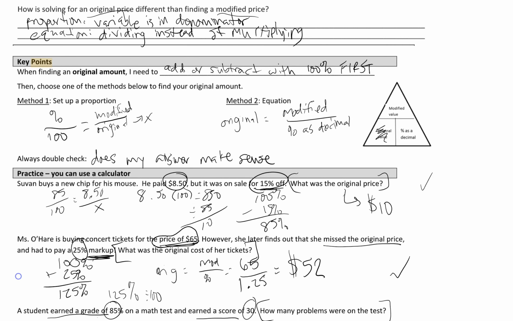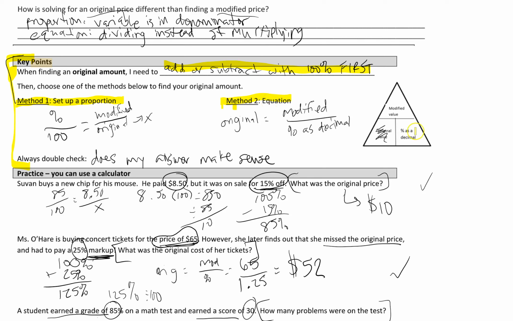Let's scroll back up just so we can review them up here. I want my highlighter. There we go. So first one, finding the original amount, add or subtract with 100% first. Then you have two options. You can use a proportion or you can use an equation. Doesn't really matter how you solve, but that's what you need to do.